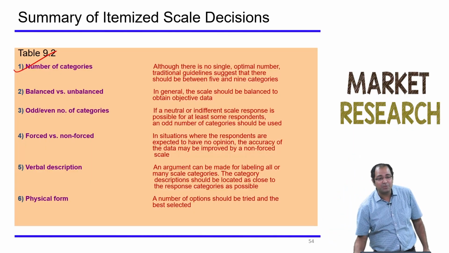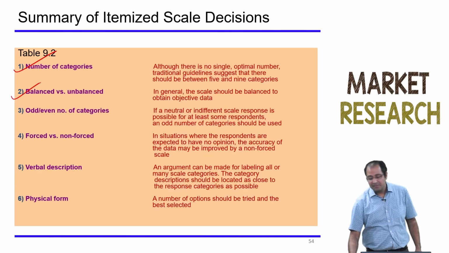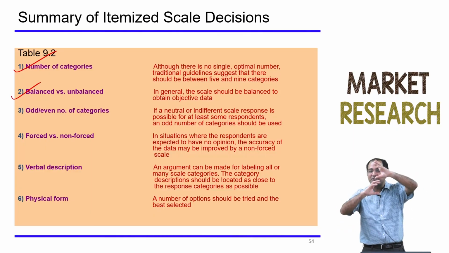The next one is balanced versus unbalanced. Balanced means an equal number of positive and negative categories.